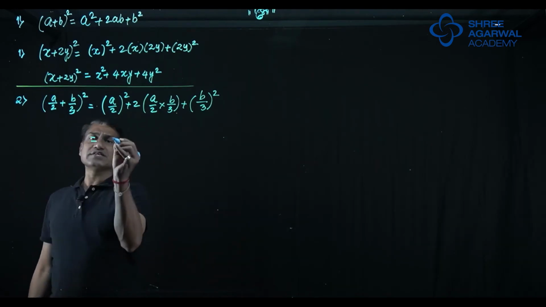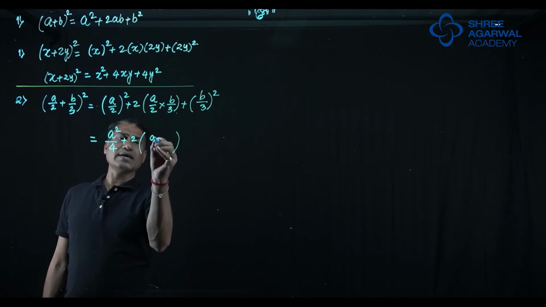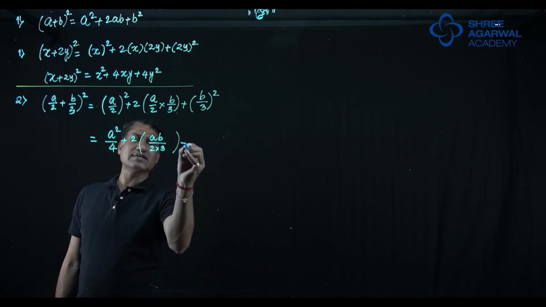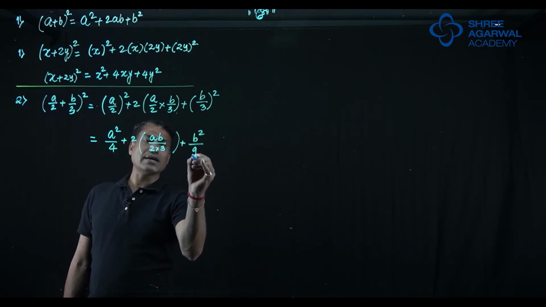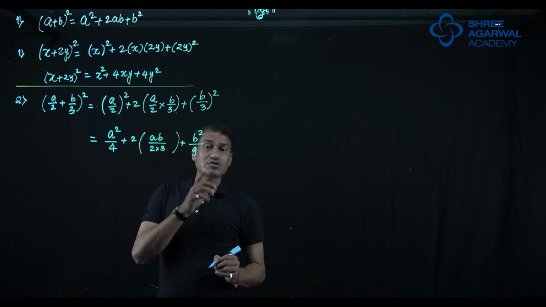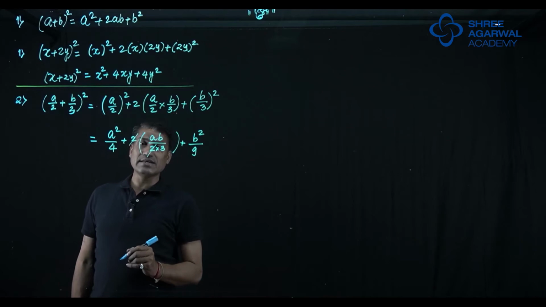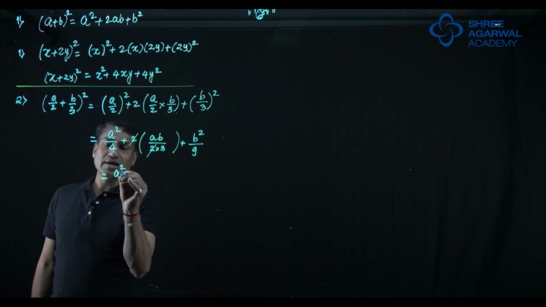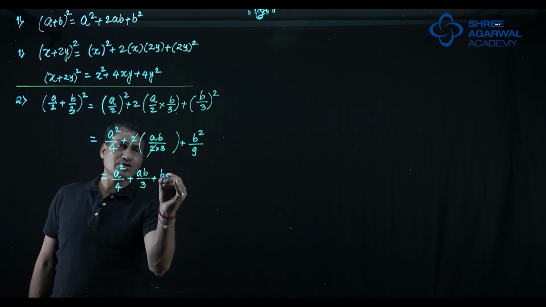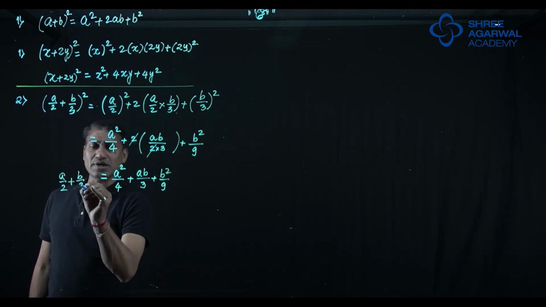I would say this is a² upon 4 plus 2 into bracket, a into b is ab. This 2 into 3 I will keep as it is, and this is b² upon 9. Now by mistake don't write b² upon 6 or b² upon 3, because 3 also has to be squared. Now in the next step, because we are doing simplification, these two will get cancelled, and finally we are going to have a²/4 + ab/3 + b²/9. So this is (a/2 + b/3)².